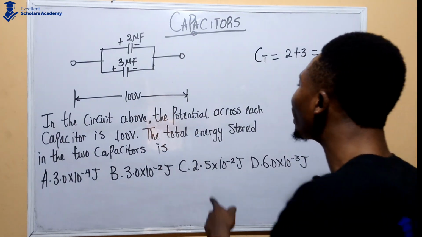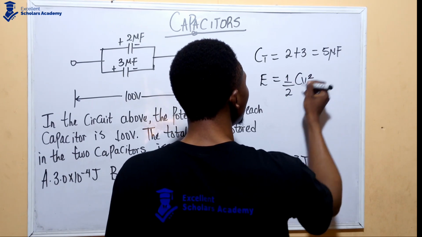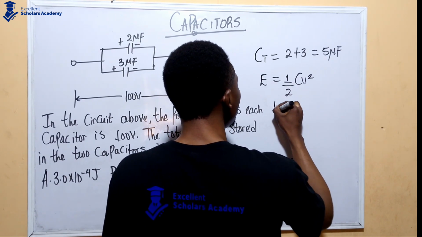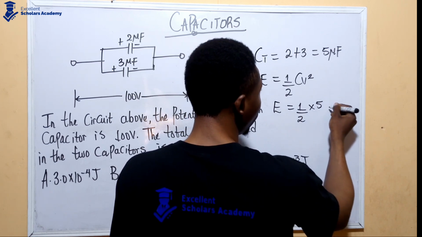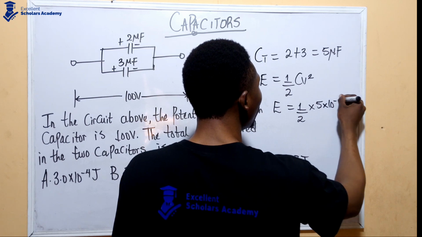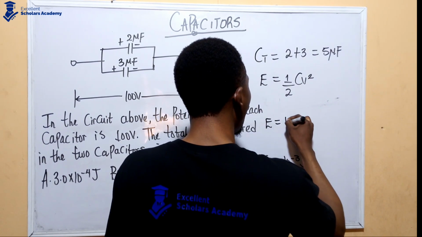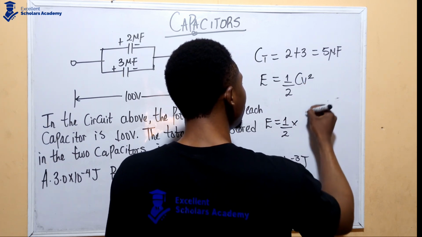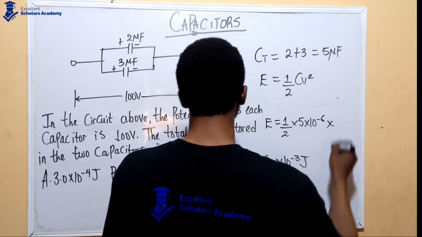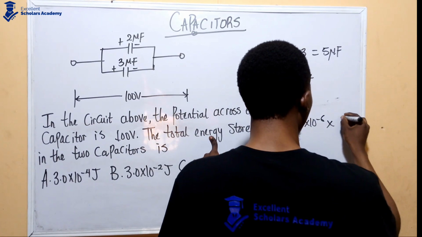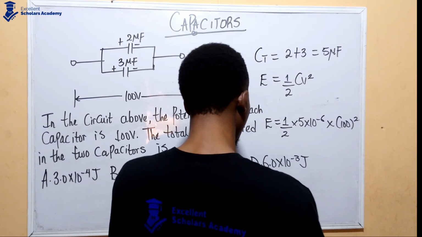So now the total energy stored, do not forget, is half CV squared or half QV, but let's use this. So E is going to be equal to half multiplied by 5 times 10 to the power of minus 6. Don't forget the micro, multiplied by V squared. That's 100 squared. So this is going to be what? Let's continue from here.